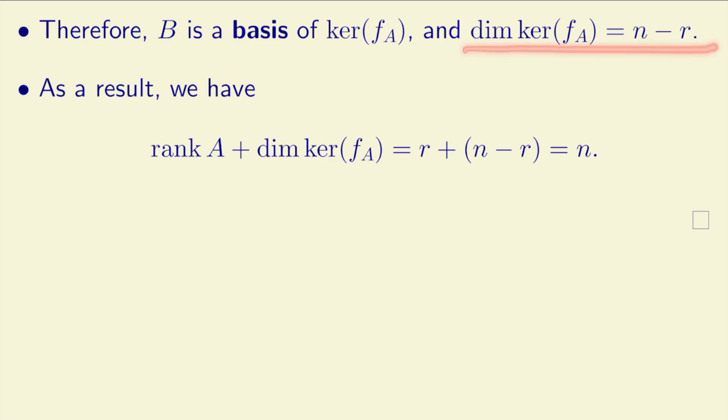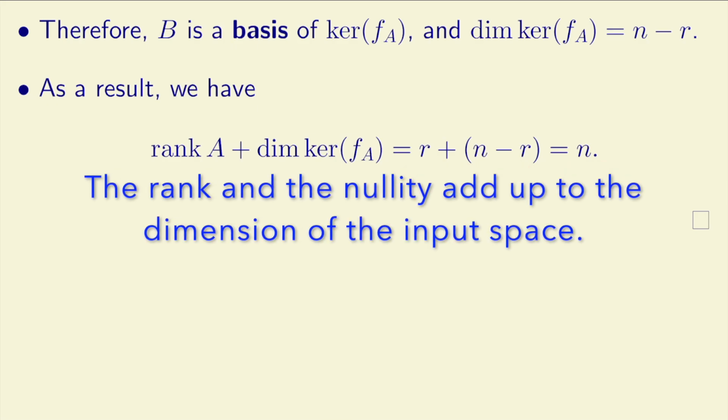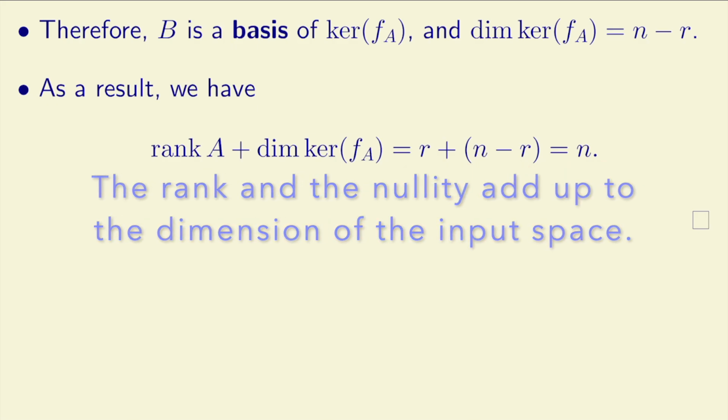Oh, so the non-pivot columns are literally telling us how big the kernel is. Yep, the dimension of the kernel is n minus r, where n is the total number of columns and r is the number of pivot columns, which is the rank. Okay, so the dimension of the kernel is n minus rank A. Right, and if you rearrange the equation, you get the Rank-Nullity Theorem. Rank A plus dimension of the kernel of f sub A equals n. It's the lost dimension we were talking about. The rank and the nullity add up to the total dimension of the input space.